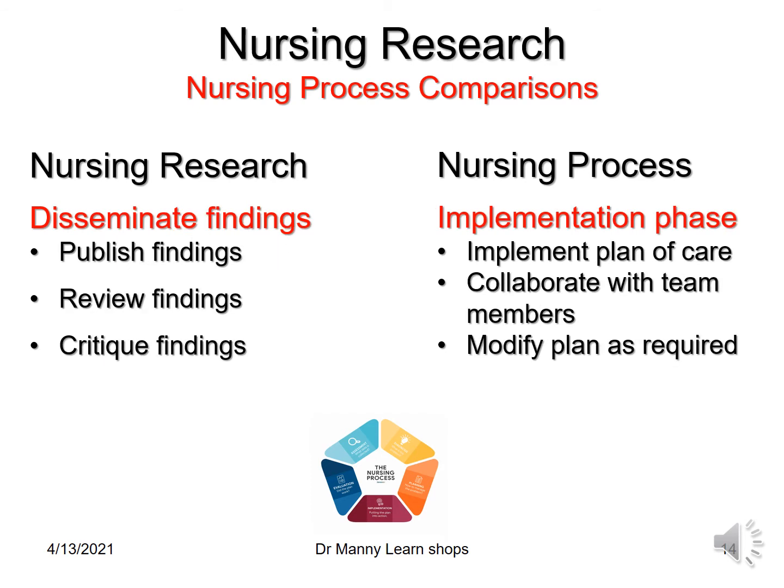Then in the nursing research process, we disseminate our findings. We let people know what we've found. And this is where we publish our findings, we review our findings, and we critique them. In the nursing process, this is the implementation phase. This is where we implement a plan of care and we collaborate with our team members and discuss and modify our plan as required to do so, to ensure safe, effective patient care.